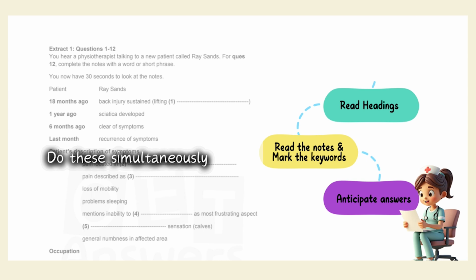There is no specific time or specific step for each. The 3 things we have to do within the 30 seconds. First, read the question. While reading the question itself, you have to mark the keywords, and while marking the keywords itself, you have to anticipate the answers. All the 3 things you have to do at the same time. There is no separate time or separate step. The 3 things should be done simultaneously. Don't forget this. All right, so that's all about the 30 seconds.